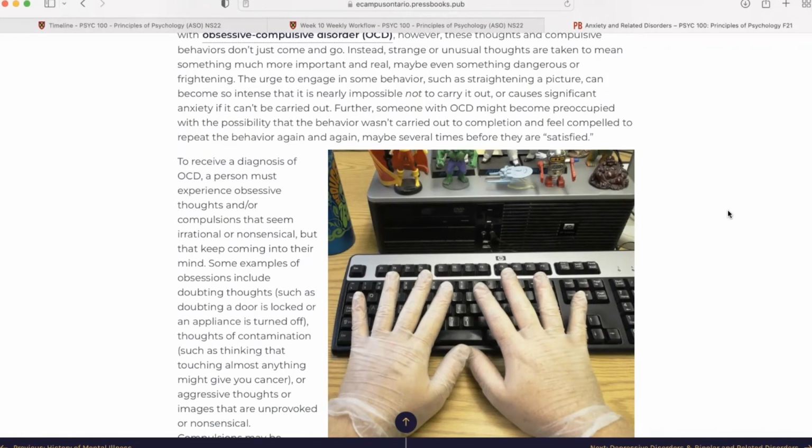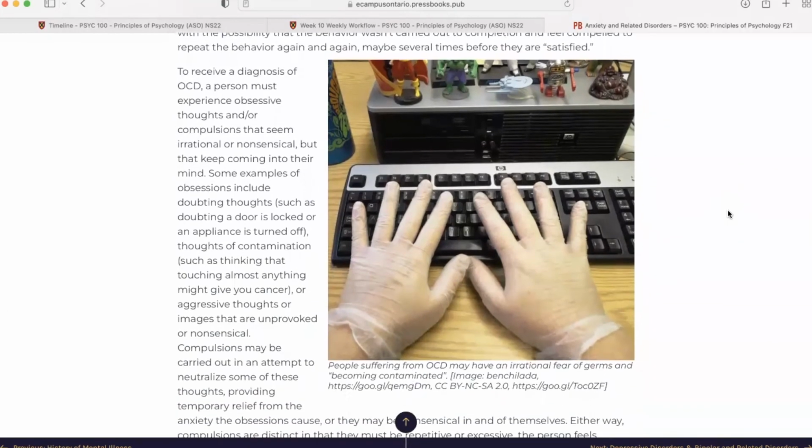Further, someone with OCD might become preoccupied with the possibility that the behavior wasn't carried out to completion and feel compelled to repeat the behavior again and again, maybe several times before they are satisfied. To receive a diagnosis of OCD, a person must experience obsessive thoughts and/or compulsions that seem irrational or nonsensical, but they keep coming into their mind.